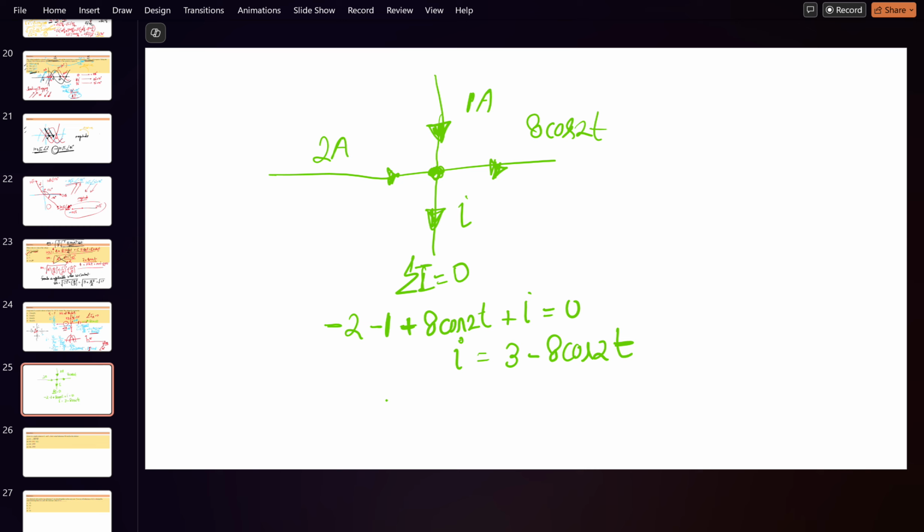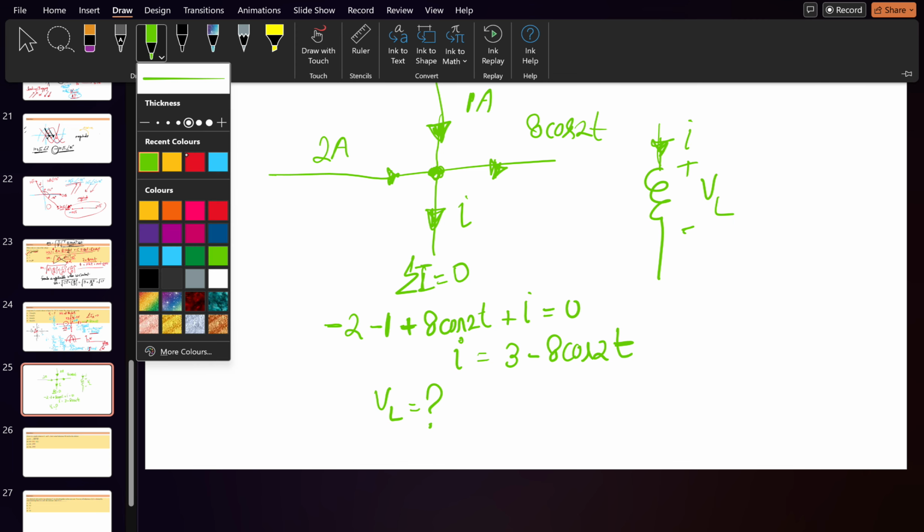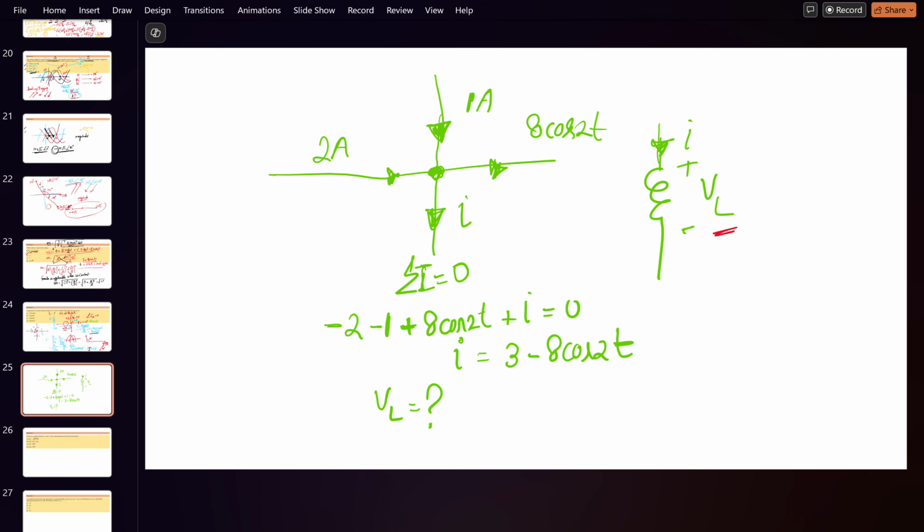But the question is asking for VL. Okay, so the circuit was like this, plus VL something, and the current is flowing like this. It was asking what is the value of VL, basically. So VL will be equal to L di by dt.